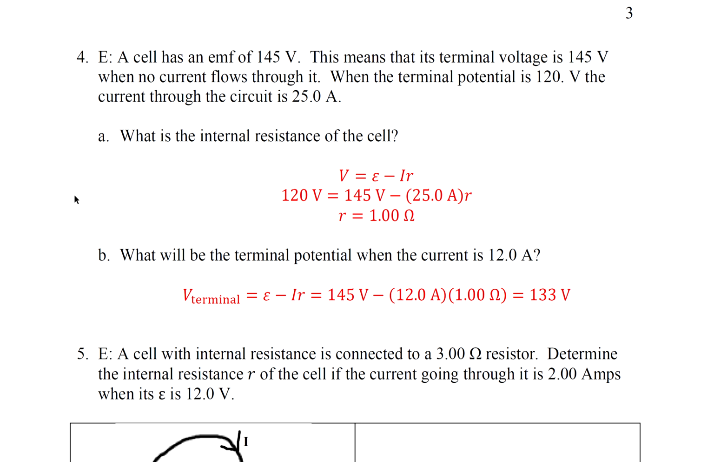Question 4. A cell has an EMF of 145 volts. This means that its terminal voltage is 145 volts where no current passes through it. When the terminal potential is 120 volts, the current through the circuit is 25 amps. So what is the internal resistance of the cell? Let's use this equation, V equals E minus Ir. We get little r equals 1 ohm. Part B, what would be the terminal potential when the current is 12 amps? We use the same equation, we get 133 volts.